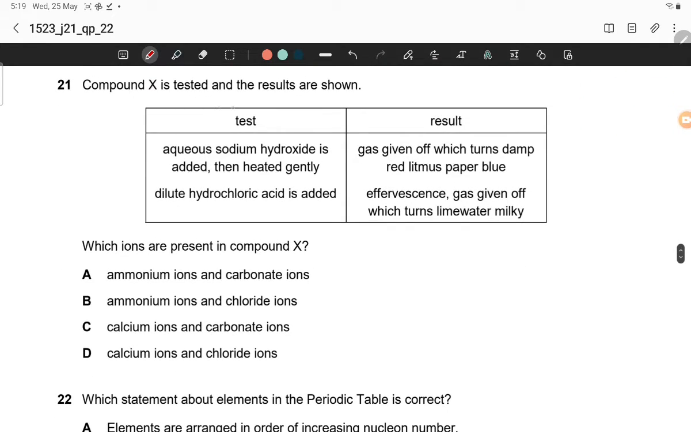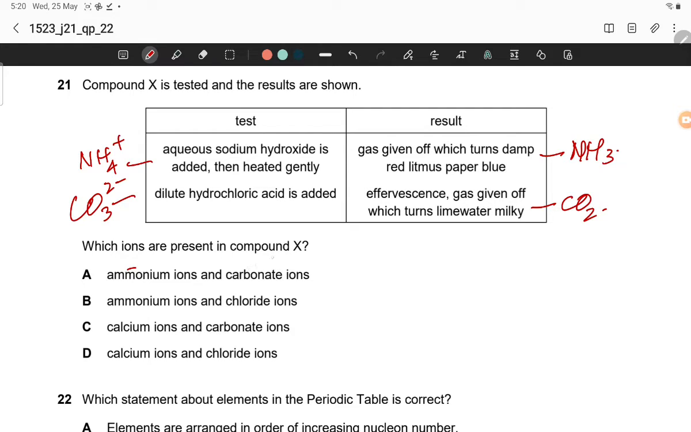Compound X is tested and the results are shown. Aqueous sodium hydroxide is added, then gradually heated gently. Gas given off turns damp red litmus paper blue. This is ammonia gas. Yes, it is true. It is the test of ammonium ion. Dilute hydrochloric acid is added. Effervescence, gas given off which turns lime water milky. This is the test of carbonate ion, and this must be carbon dioxide gas.